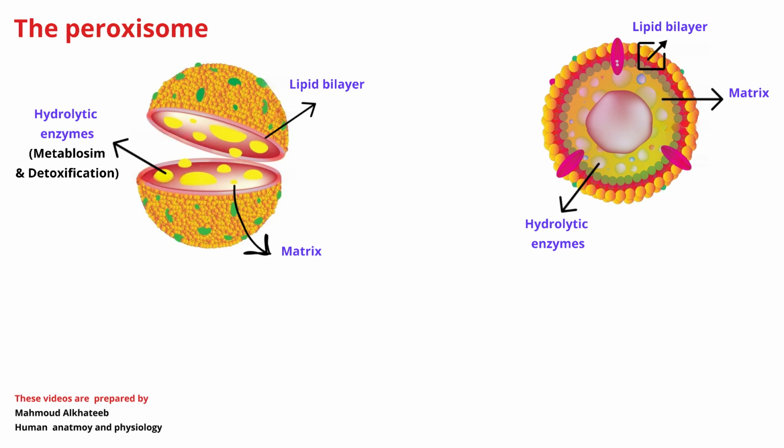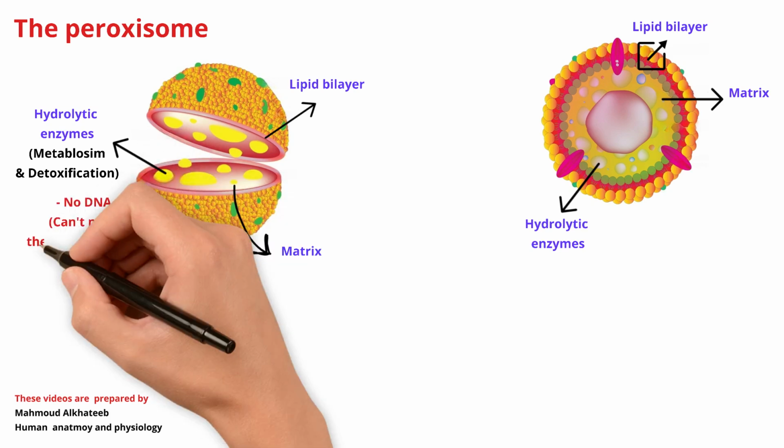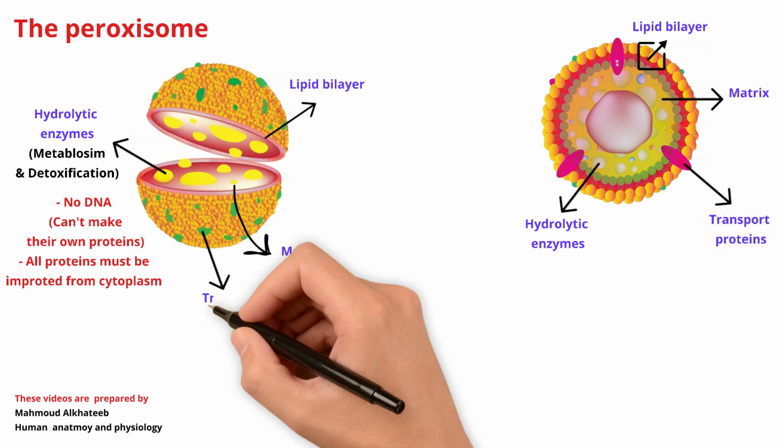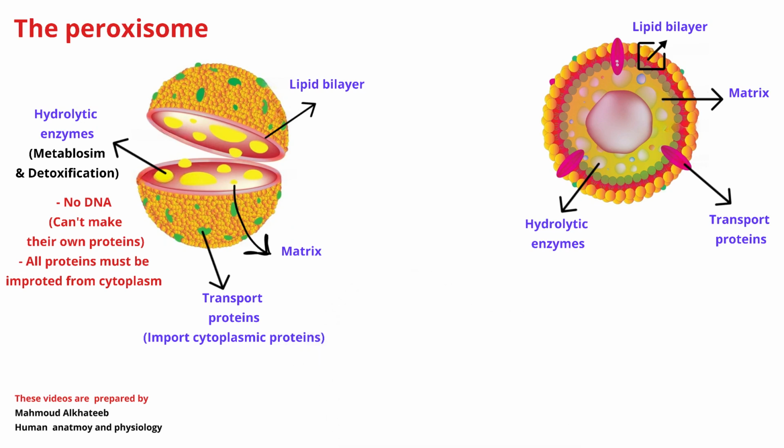However, unlike mitochondria, peroxisomes do not have their own DNA. This means that all peroxisomal proteins must be imported from the cytoplasm. To facilitate this process, peroxisomes contain transport proteins in their membrane, allowing the exchange of molecules between their interior and the cytoplasm. I believe that one question in your minds now is what enzymes are found in peroxisomes and how they work to facilitate metabolism and detoxification.